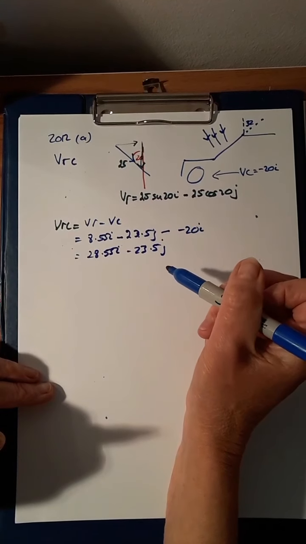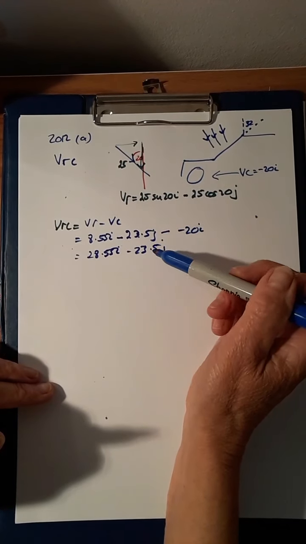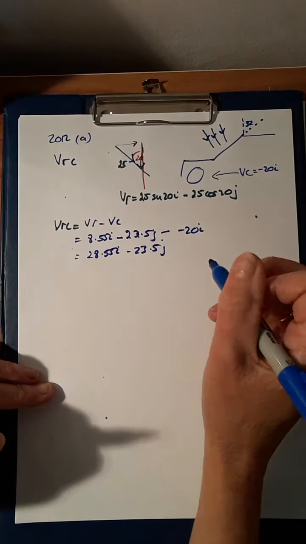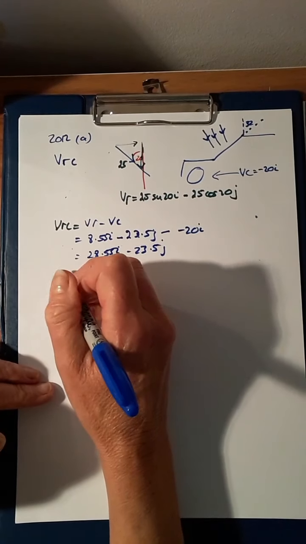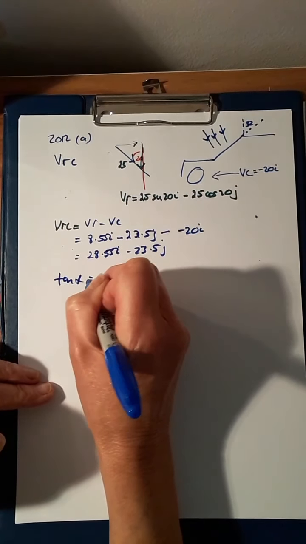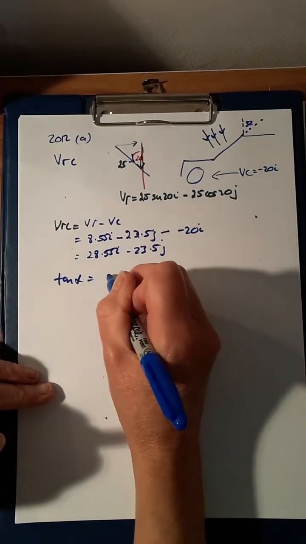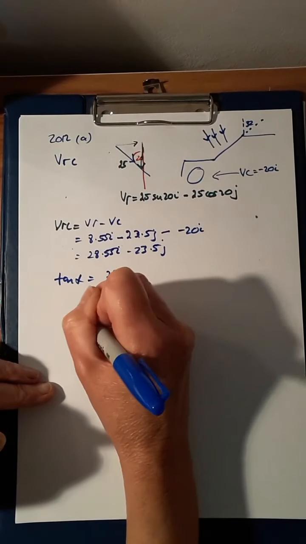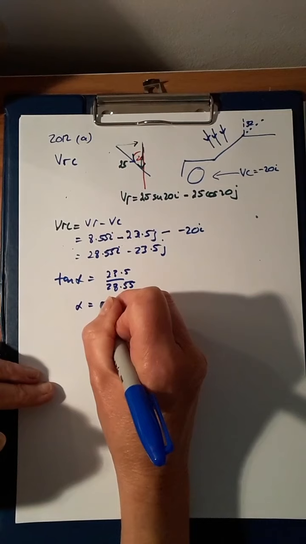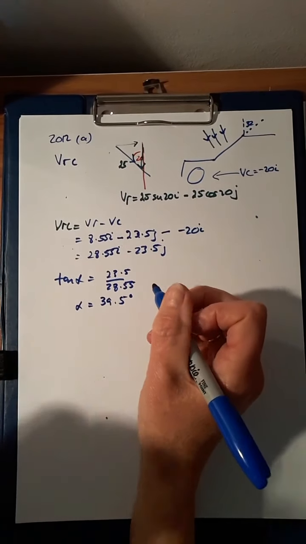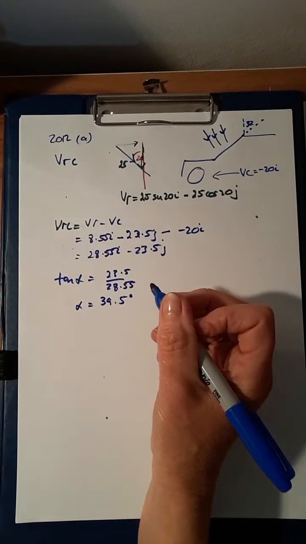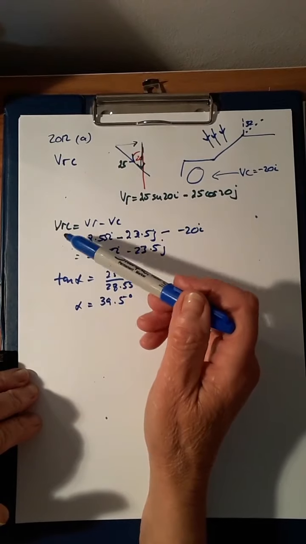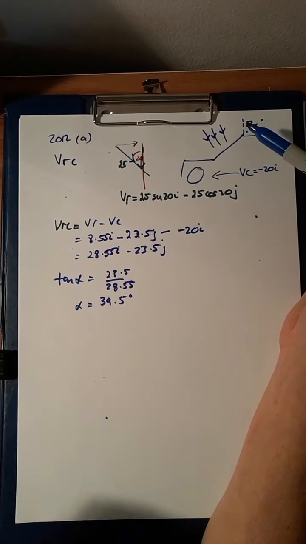Okay, I want to find the angle with which the rain appears to strike the windscreen. So I need to find the slope of this. If I call this angle alpha, the tan of alpha, the direction of this rain relative to the car, is 23.5 over 28.55. And when I do second function tan, I'll get an alpha of 39.5 degrees. Okay, so we're nearly there. This is the angle at which the rain appears to strike the car, but now I've got to take the windscreen into account.